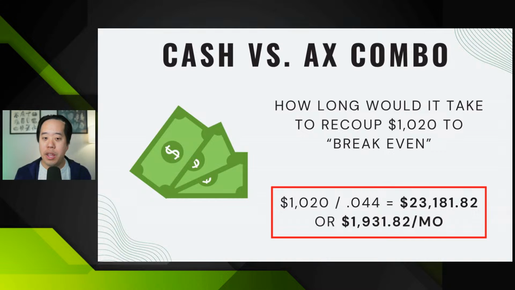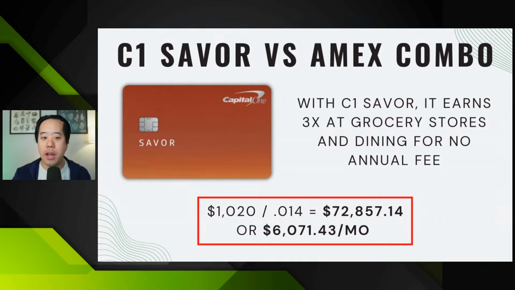And so that's just cash versus American Express, though, right? That's if you have just cash. But we all know that there are more credit cards on the market than just the American Express cards. There are other cards like the Capital One Saver One that gives you 3x at groceries and 3x at dining. And they do that with no annual fee. So because of that, that differential is now 3x versus 4.4x or 4.4%.